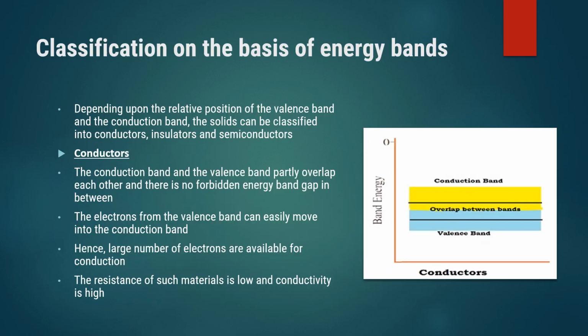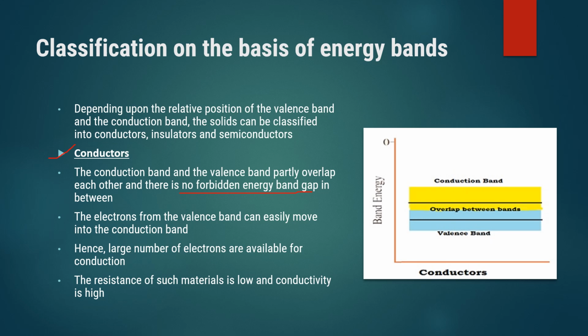So now we can classify conductors, insulators and semiconductors on the basis of the conduction band. Depending upon the respective position of the valence band and the conduction band, first of all we are going to study the conductors. The conduction band and the valence band partially overlap each other, and there is no forbidden energy gap between them.